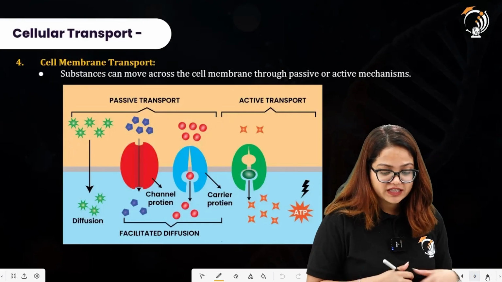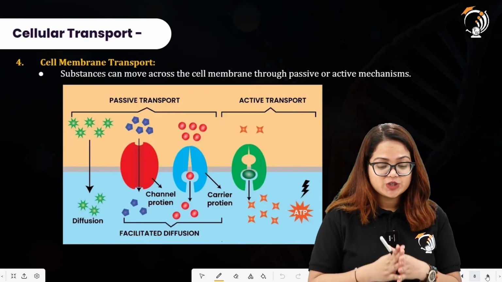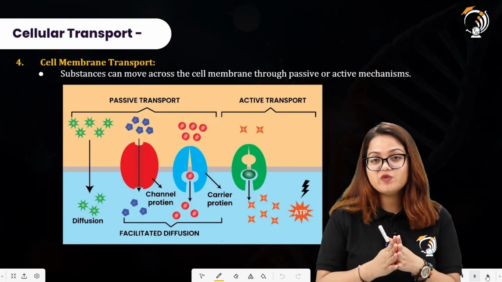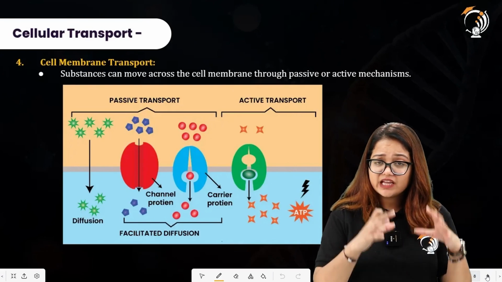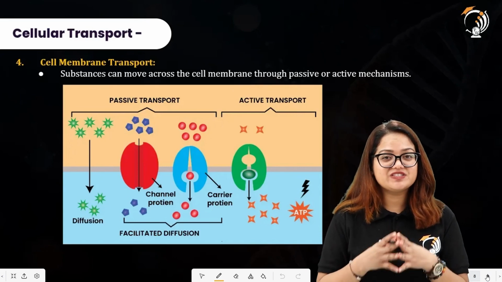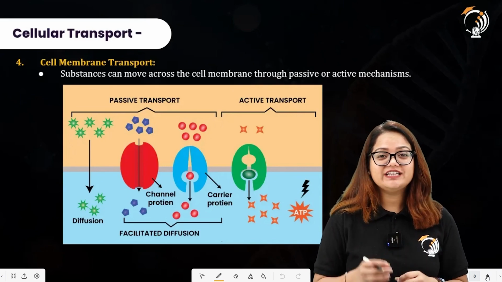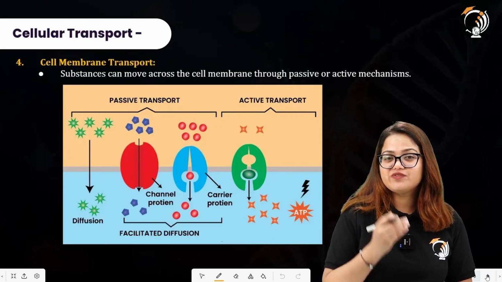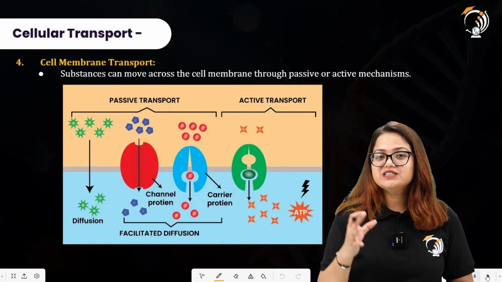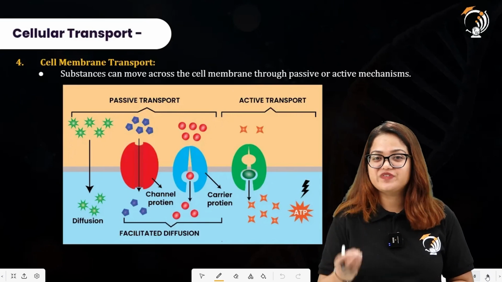Then we will talk about the cell membrane transport. Molecules are moving across the cell membrane. Now moving further, if I talk about the permeability of the cell membrane, we had already had a discussion in the previous section and also in the first one shot all about the cell membrane and its features.